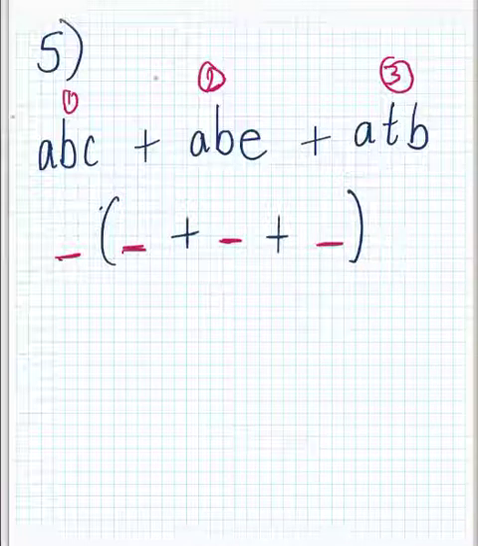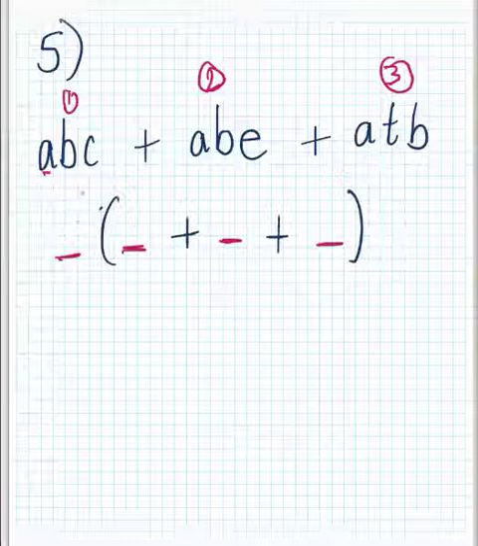Let's have a look. Starting with my A, do you see an A on all 3 sides? Well, I've got an A here, an A there, and an A there. So I've got 1 A in each section, so I can take out 1 A.